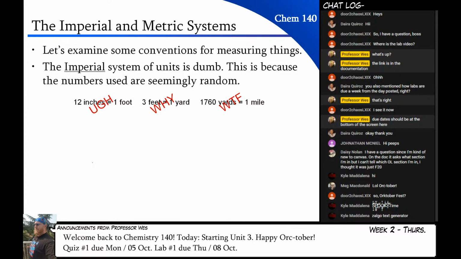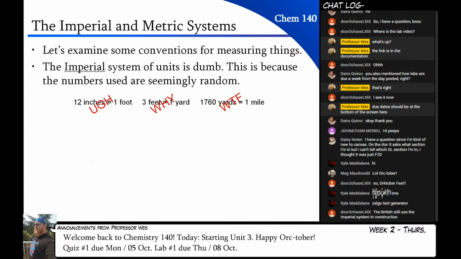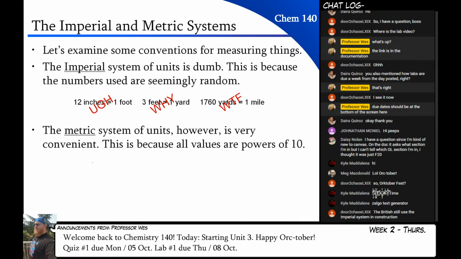Which is why the British Empire and later on the United Kingdom got rid of most of their imperial units, and now they use things like liters. And they do still use some imperial units. Like, people are weighed in stone, which I think a stone is 14 pounds, and that's dumb. So they're not completely off the hook. But at least they've moved to kilometers.